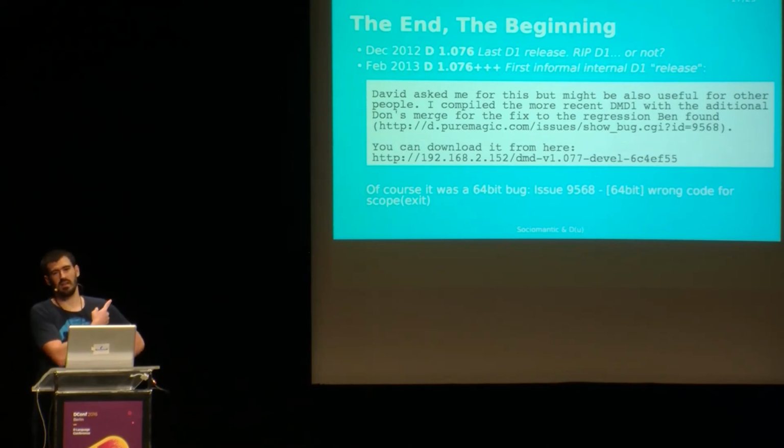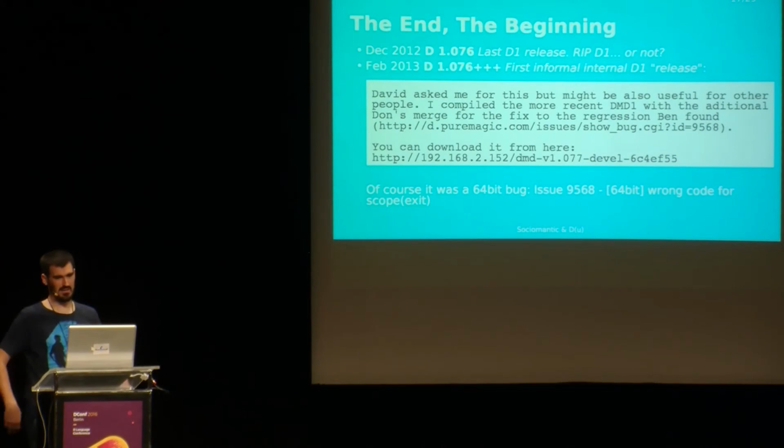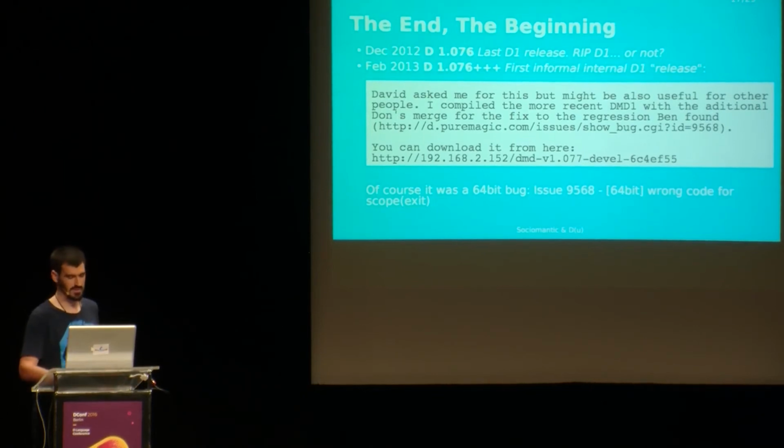This is the email I wrote to announce it in the company. So basically saying there was some bug and somebody needed it fixed, so I compiled the version and uploaded it to my machine into this file, so download it. And of course, this bug was a 64-bit bug because we already have our systems in 64-bit, but we were still hit by some bugs.